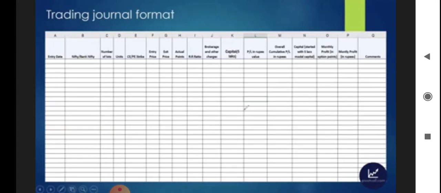Okay, this is the trading journal format which you will receive along with the course materials. If you have not received it, you can send me an email also so I can share it with you. And you should start following it regularly. Every day you have to enter your trades, and that helps you in becoming a disciplined trader.